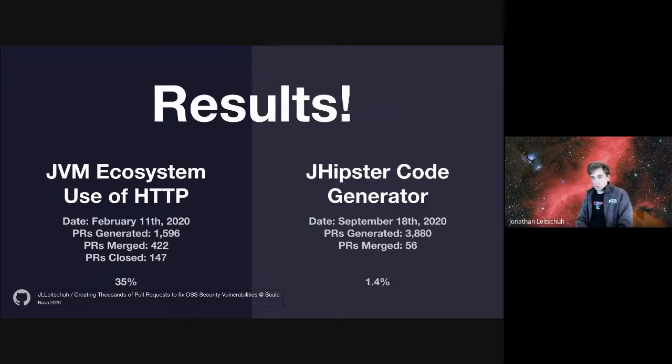And then for the JHipster one, it had been relatively recent. The first one I did, it had been 11 months. The second one I did in September, and then I was presenting this in November. And so there were 3,880 pull requests and 56 merged. So it hadn't been very long.